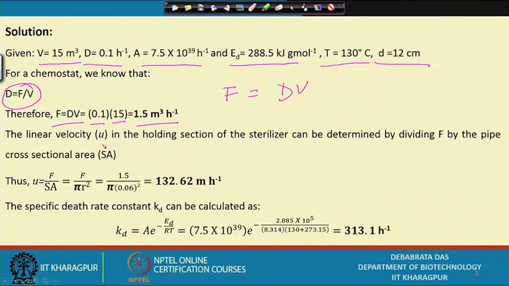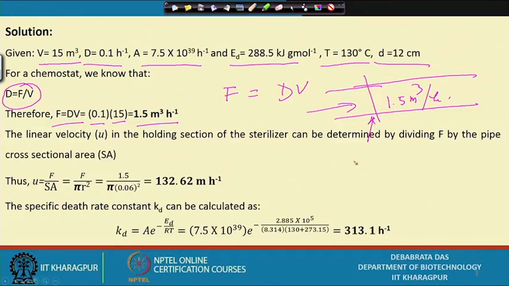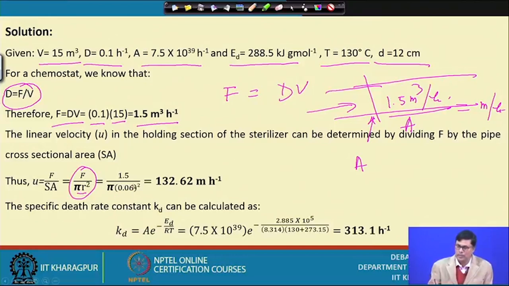The linear velocity, how can you calculate? Suppose in the pipeline, this liquid is flowing, this is 1.5 cubic meter per hour. So, if you divide by the cross sectional area A, what would be the unit? Meter per hour. This is exactly what we have done. This is the flow rate, and this is the cross sectional area pi r squared, and the diameter is 12 centimeter, and 12 centimeter is equal to what? 0.12 meter. Am I right? So, radius will be 0.06 meter. So, this is squared, and your velocity is coming about 132.62 meter per hour.